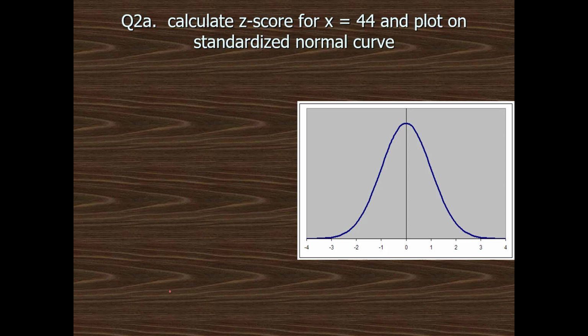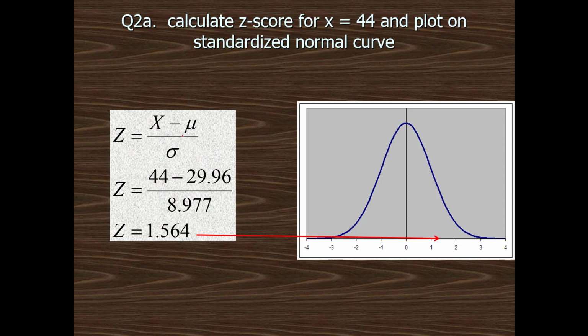So we're going to calculate the z-score now. We calculate the exact value for z so we can get a much more precise placing of 44 onto the distribution. z is x minus mu over sigma. Mu was 29.96, sigma is 8.977, x is 44, and we end up with 1.564, which places us about right here. So a little bit to the right of where we were last time. And remember, this is 29.96. So this is the z, and here is the original x.